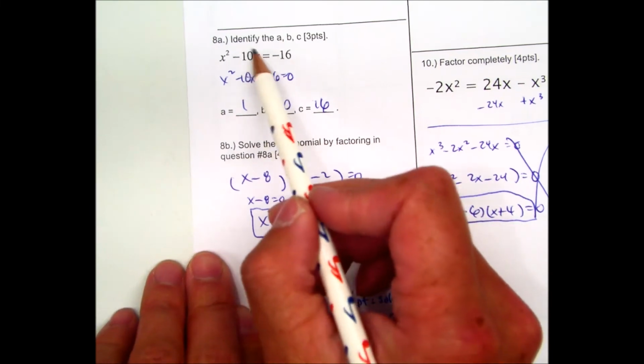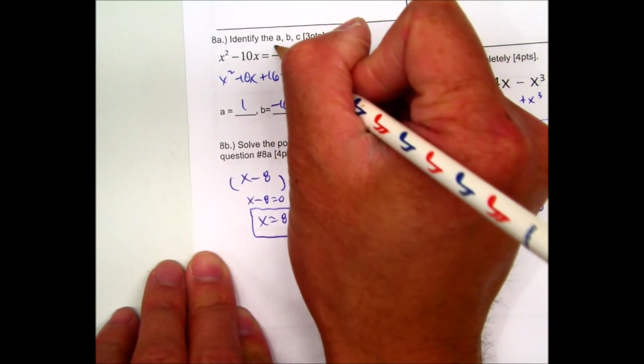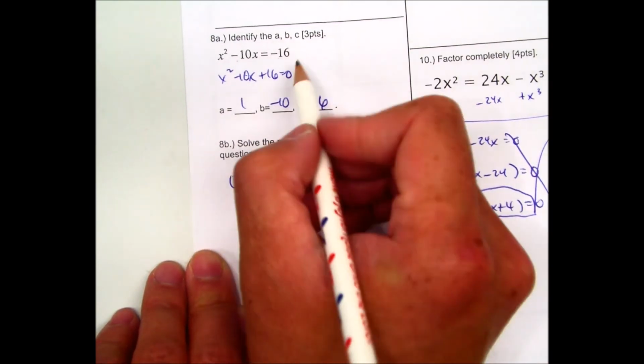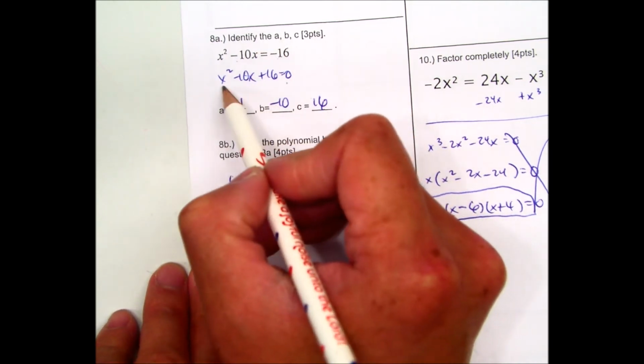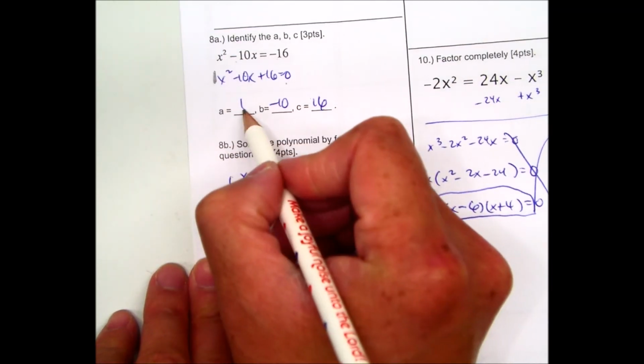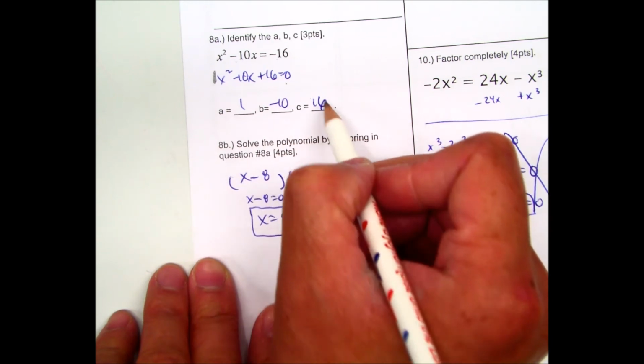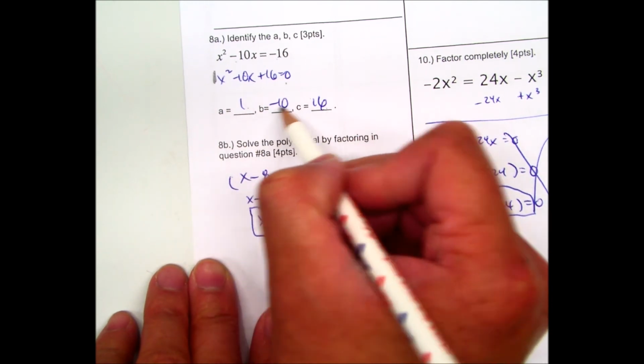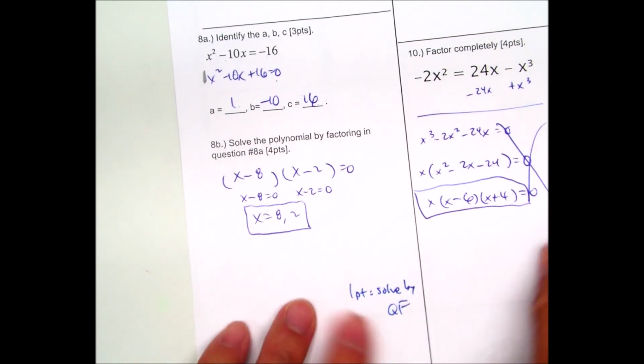Question number 8 says identify a, b, and c. Make sure to move that 16 over to the equal sign. Remember, it has to be set equal to 0. Your a is 1, b is negative 10, your c is 16. If you put in x squared there or negative 10x, those will be incorrect. 1 point each.